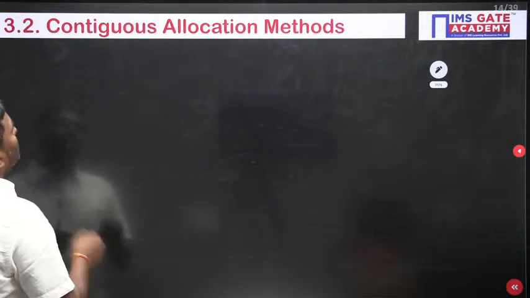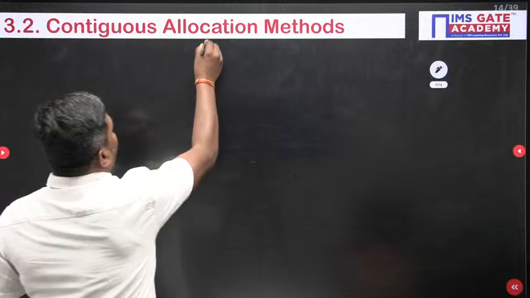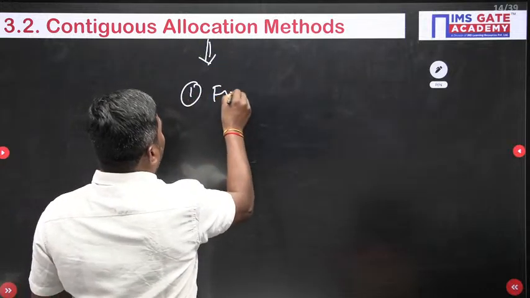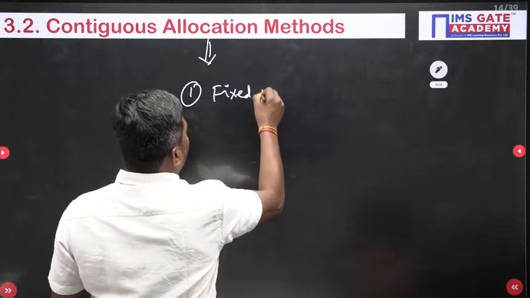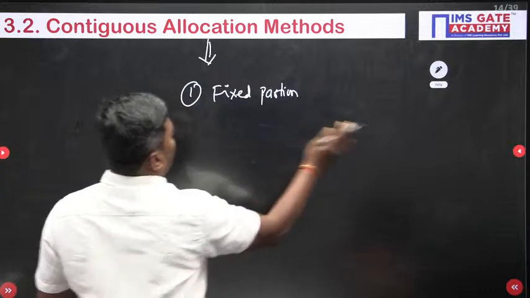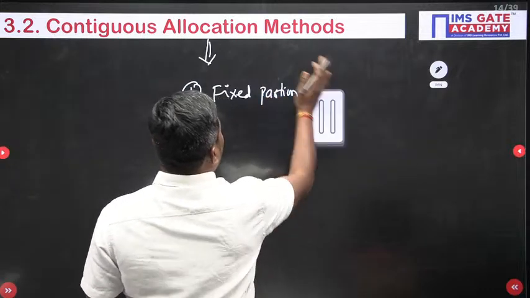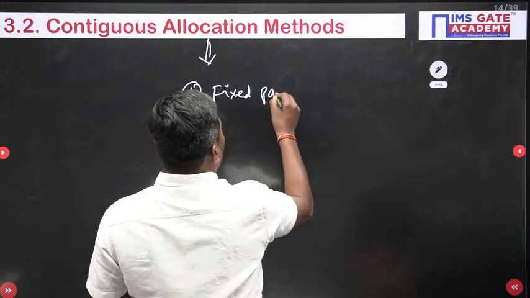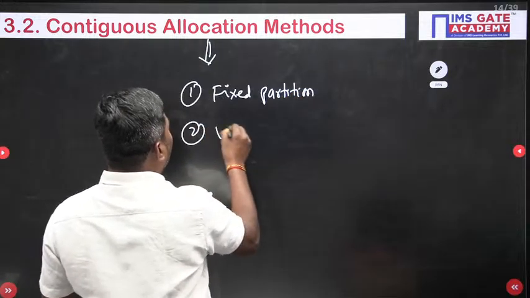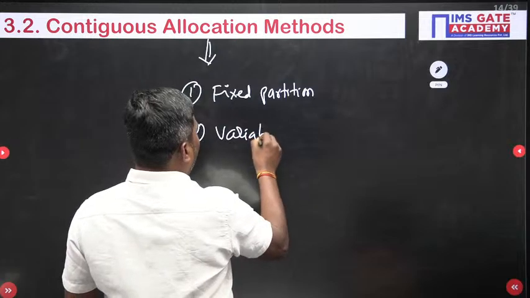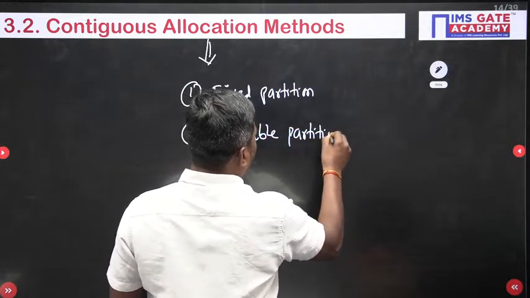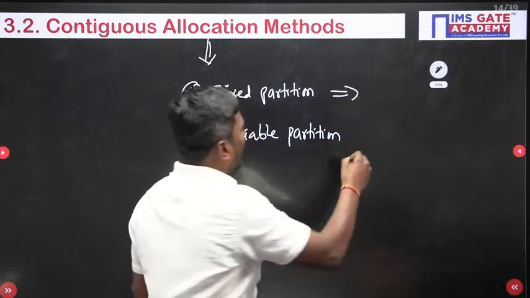Now coming to the contiguous memory allocation method. There are two things we have. One is the fixed partition method. The second one is the variable partition method. Okay, now see, fixed and variable.